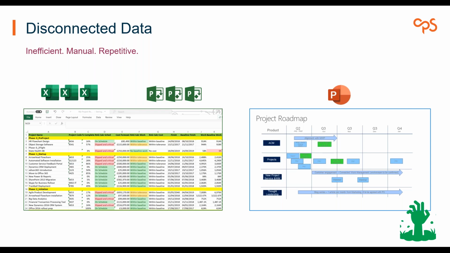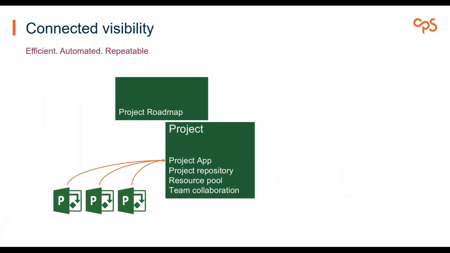So this is something I see on a daily basis, and the purpose of the webinar today has been really to get us quite quickly to a place where we can look and see something differently. So we talk about connected visibility, and we're going to talk about Project for the Web for our project scheduling.